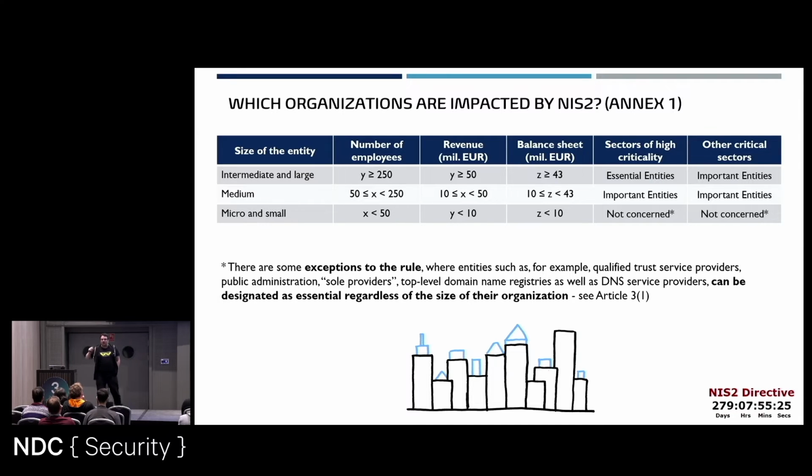If you're the only one providing a specific service in the market, even if you've got like one employee, you still fall under NIS because you're a sole provider of that service in the market. Now, each member state is required, and I might be wrong on this, to provide the full list of entities by, I think, April of next year.